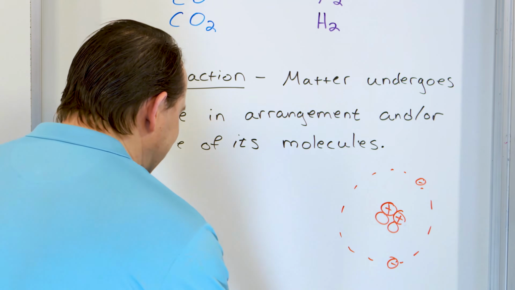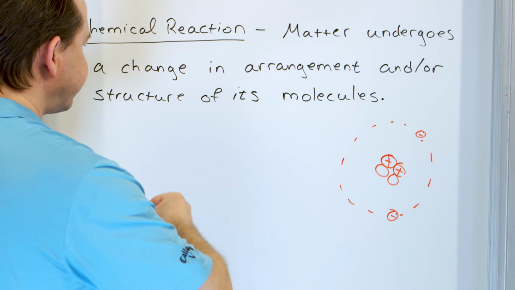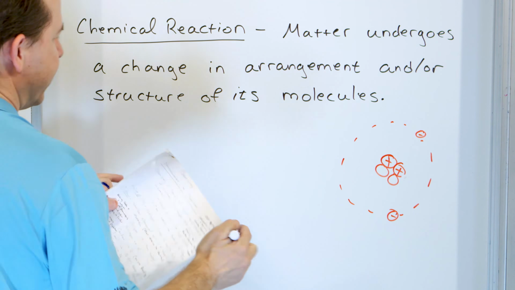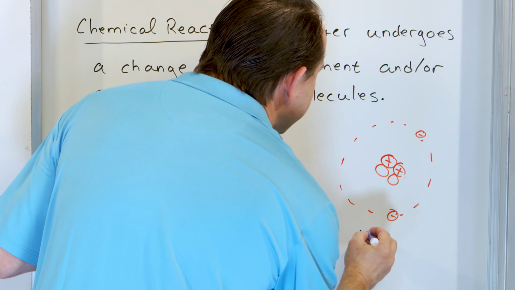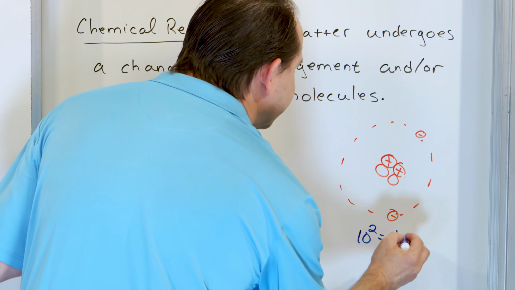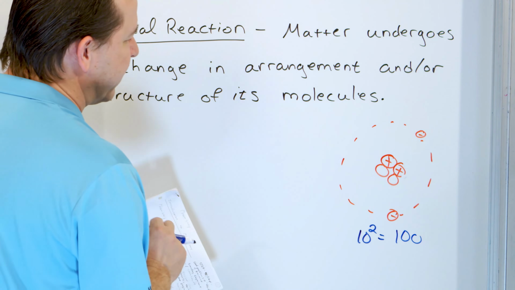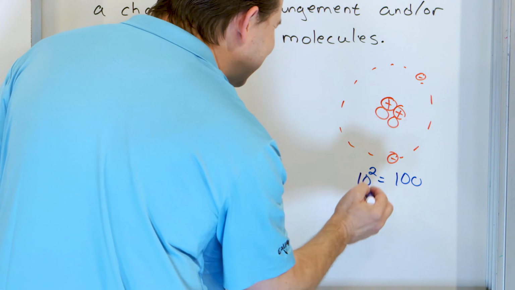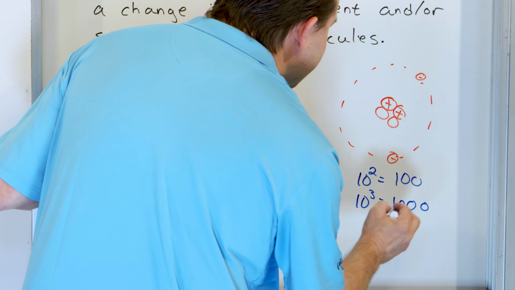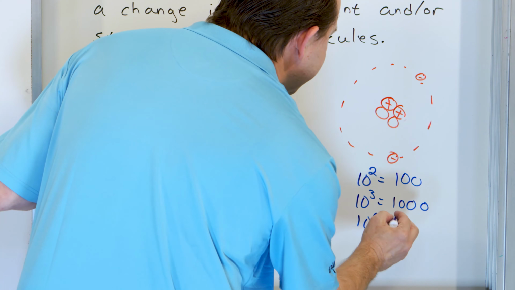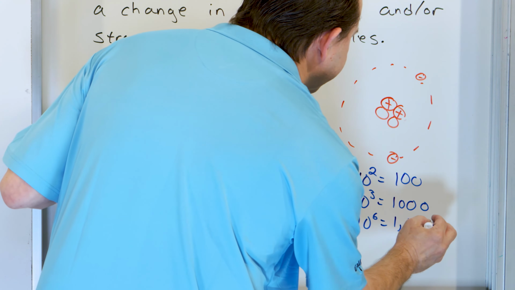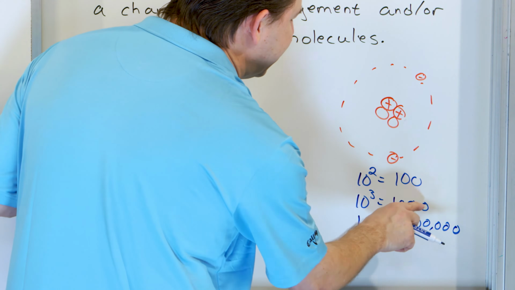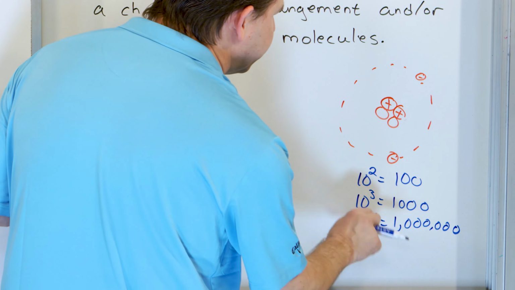In fact, just to give you an idea of how much stronger it is, if you remember back from math, if you have 10 squared, that's 10 times 10, which is 100, right? If you have 10 to the third power, that's 10 times 10 times 10, that's 1,000. If you have 10 to the sixth power, that's 1 million. So you see what's going on? The number in the exponent is how many zeros you have. So there are 6 zeros here because of this.